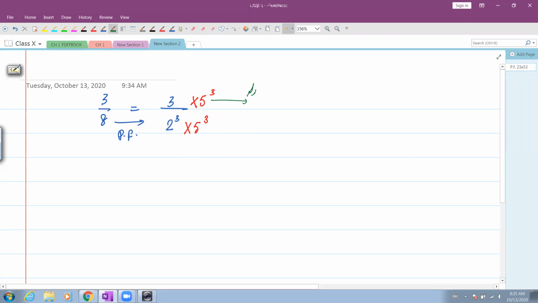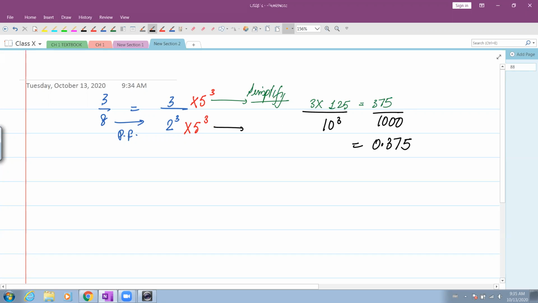The numerator will be simplified. So 3 multiplied by 125 will give you the answer as 375. Whereas your denominator has become 10 cube, which is 1000. And then you can convert it into a decimal number.